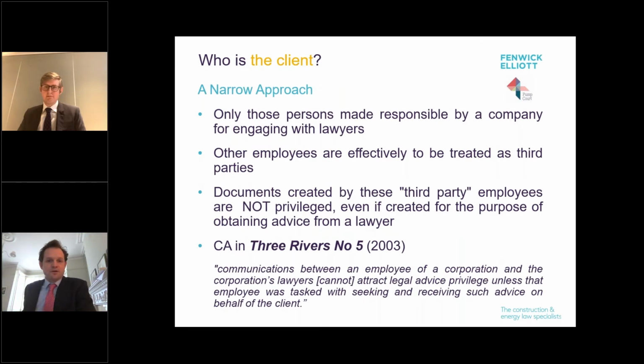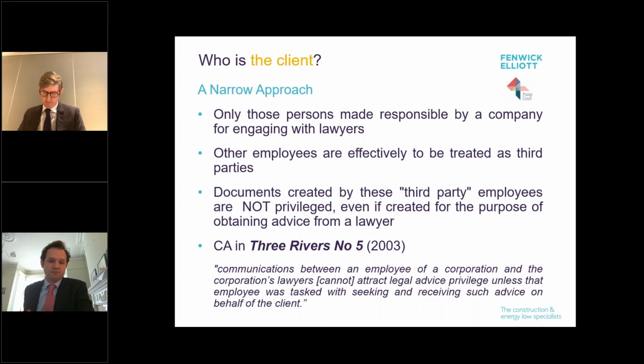Now, as I mentioned earlier, it's the definition of a client that creates problems for legal advice privilege. It's a very narrow definition. It's only those persons within a company that are specifically tasked with obtaining legal advice, and other employees within a company are effectively treated as so-called third-party employees. Communications between those third-party employees and a lawyer are not privileged, even if those communications are treated for the purpose of giving or receiving of legal advice.